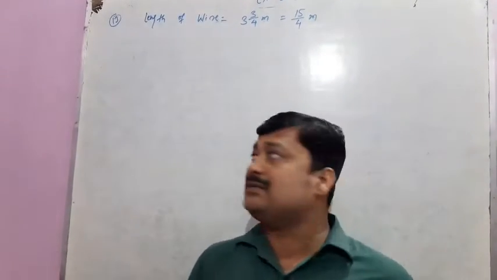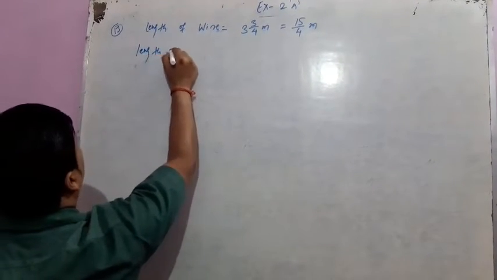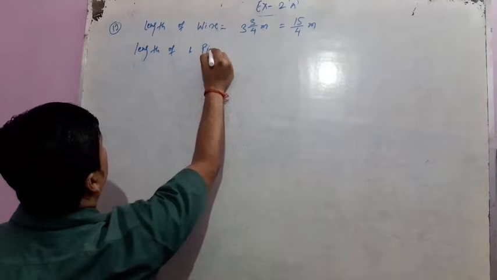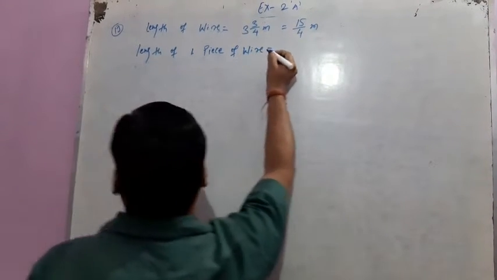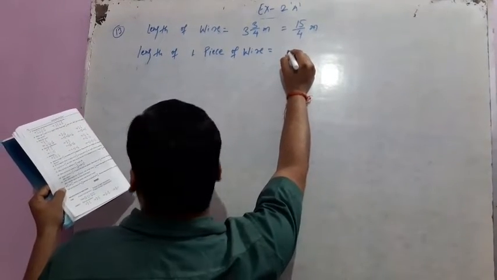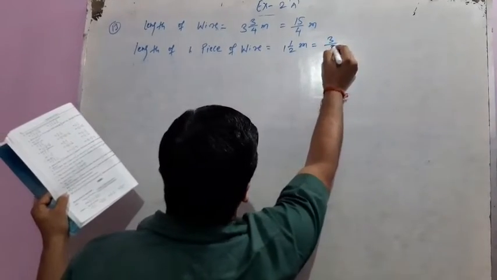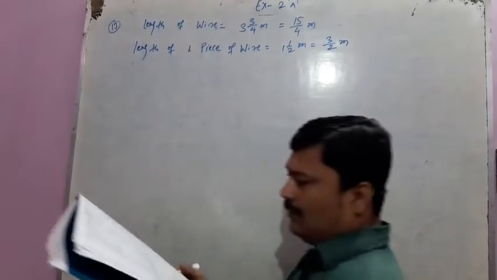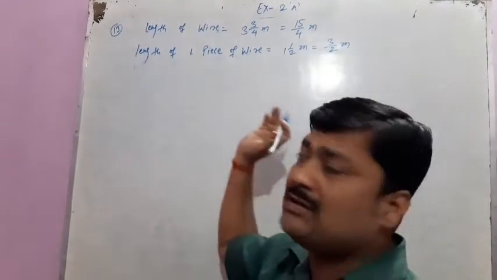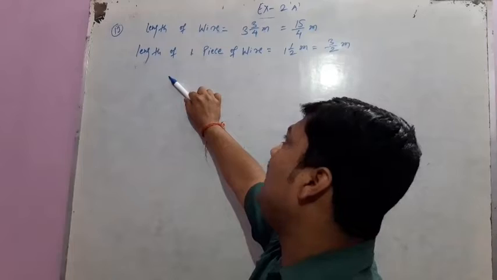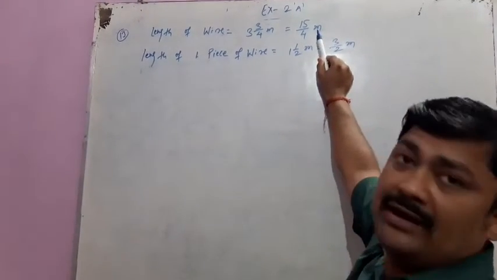The length of one piece of wire is equal to 1 whole 1 by 2 meter, that is 3 by 2 meter. How long is the other piece? How will we find the length of the other piece? To find the length of the other piece, we have to subtract the first piece from the total length of the wire.